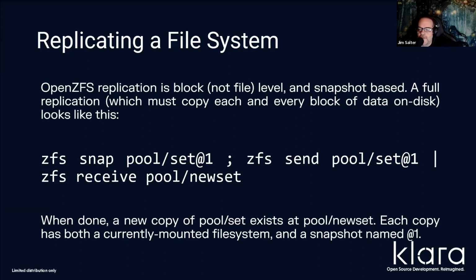What we're looking at here is literally just replicating on the same machine. So we zfs send pool/set@1 and pipe that to zfs receive pool/newset. And once that's done, at pool/newset, we will have the entire contents of pool/set as they were when the @1 snapshot was taken. Yeah, and a snapshot named @1 will exist in pool/newset as well.